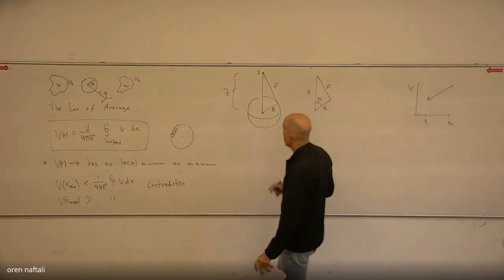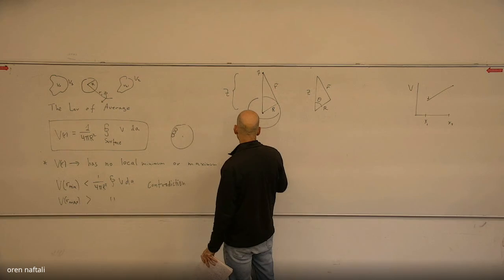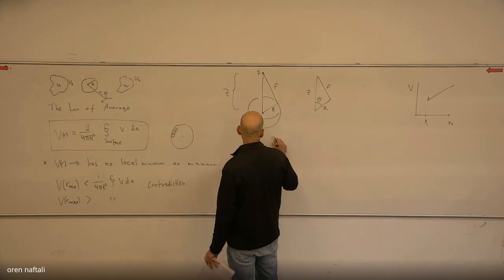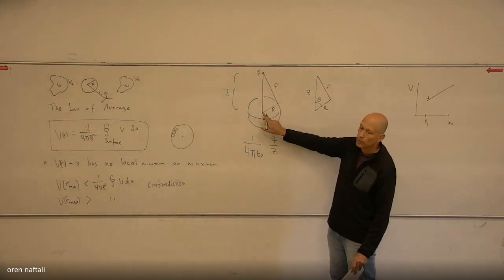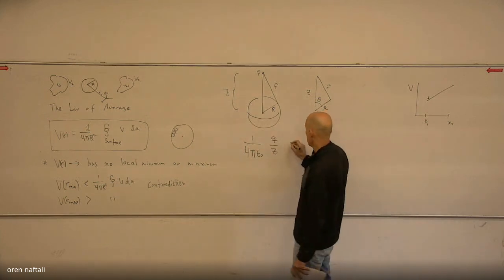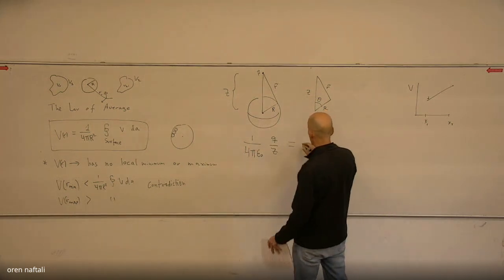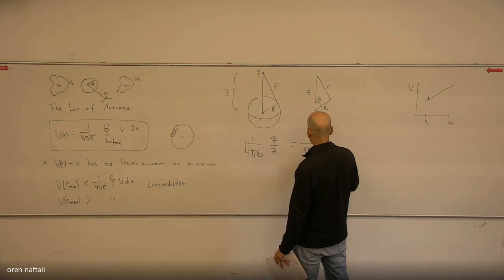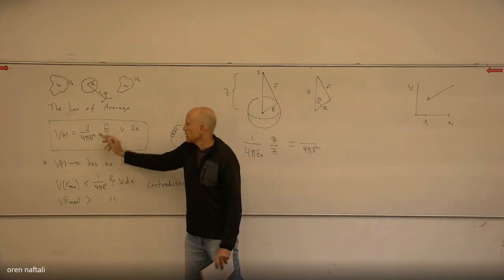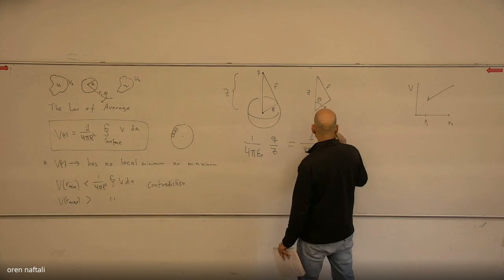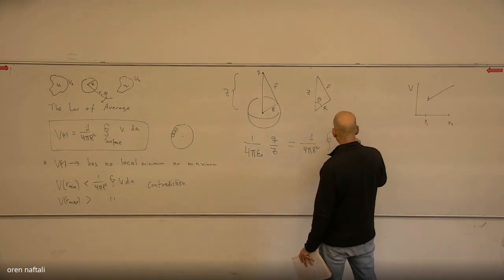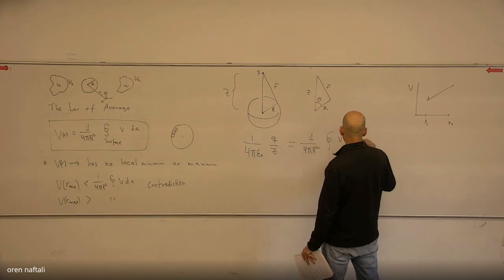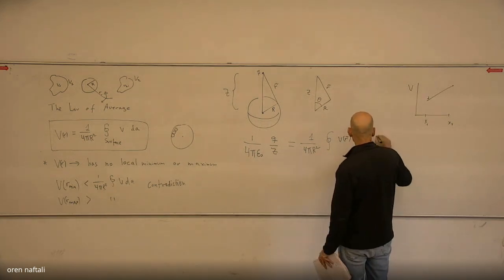So what does the law say, or what do we want to prove? We want to prove that q divided by 4 pi epsilon 0 z, where z is this distance, is the potential here in the middle of the sphere. We claim that this is equal to 1 over 4 pi R squared, the surface of the sphere, times the integral of the potential that depends on this r dA. This is the average. This is the law of the average.